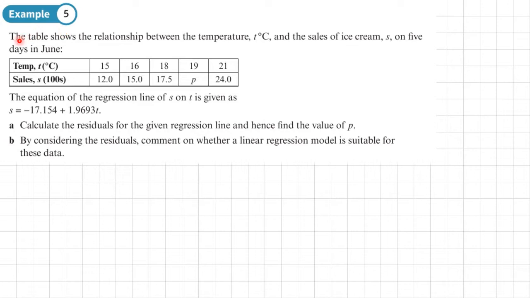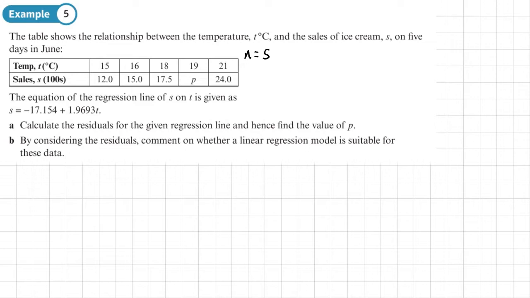Example 5. The table shows a relationship between the temperature T and the sales of ice cream S on 5 days in June. Here they are. So I can write down straight away that n equals 5. The equation for the regression line of S on T is given by this here: S equals negative 17.154 plus 1.9693T. And in part a, we want to calculate the residuals for the given regression line and hence find the value of p.